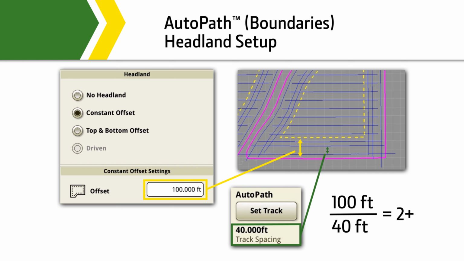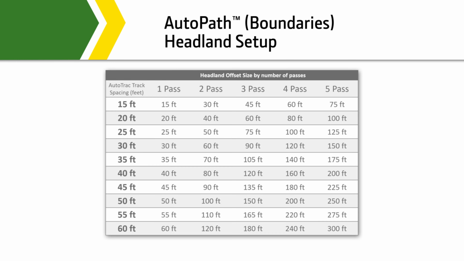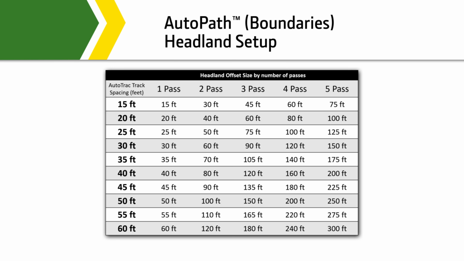We recommend that when you're setting your headland size up for AutoPath, that you always use an even number that goes into your track spacing for the best performance. Here's a chart that shows the different headland sizes that you would need to enter to get a specific number of passes based on some different track spacings.